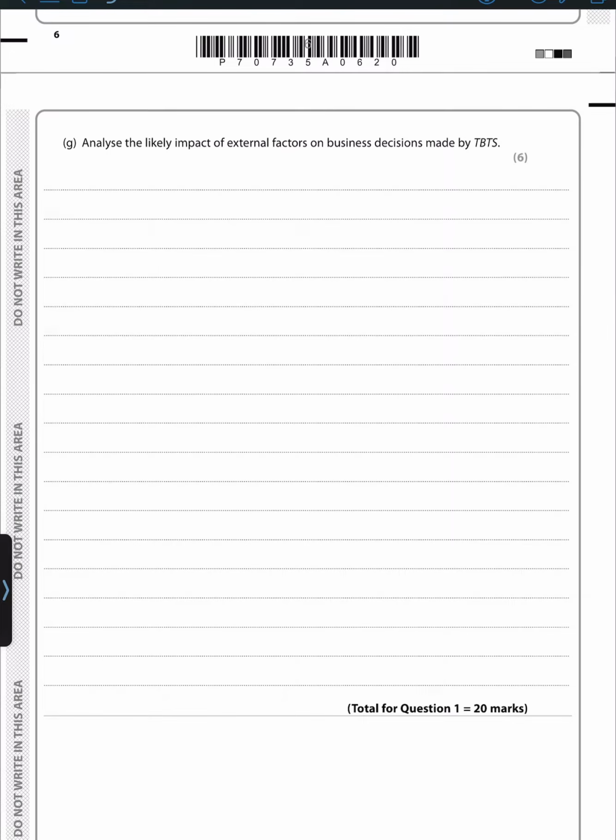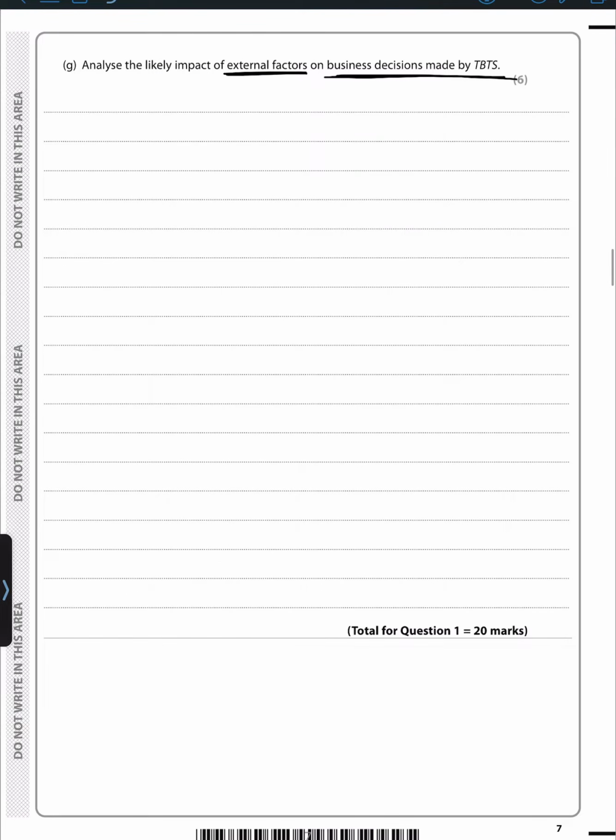That is that. Now for the last question in part 1, analyze the likely impact of external factors on business decisions made by TBTS. So external factors are factors which are outside the control of my business. So how are external factors likely to affect my own business decisions at TBTS? So it is a 6-marker. So we're going to basically analyze it. So external factors could be anything that is not under my power as the business.